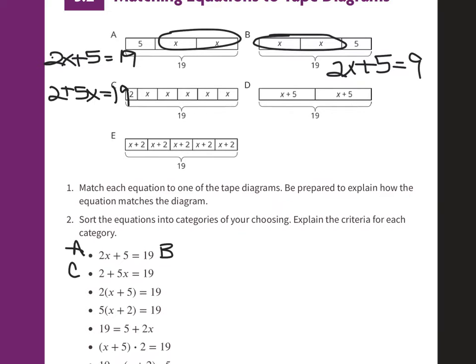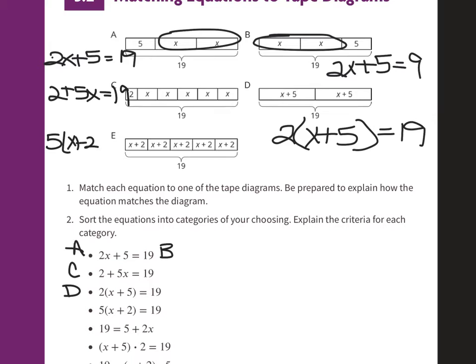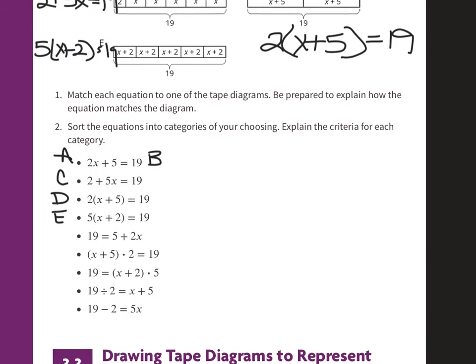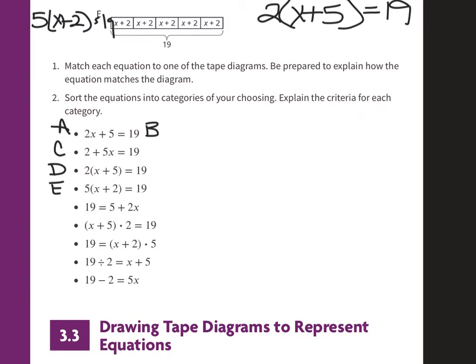All right, letter D. We have 2 groups. So the way we do this is we put parentheses. So 2 groups of parentheses x plus 5 equals 19. Oh, 2 times x plus 5 equals 19. So D works there. And then E, we have 1, 2, 3, 4, 5 groups. So 5 times the quantity x plus 2 equals 19. And there's E right there.